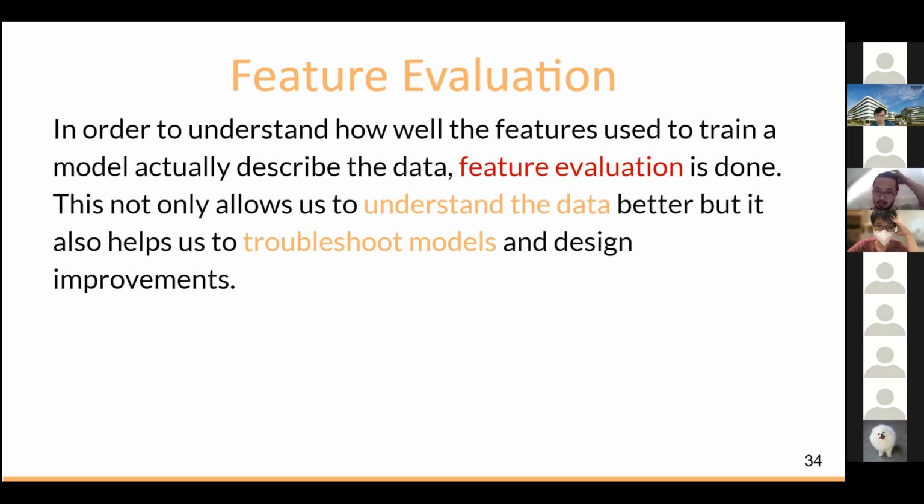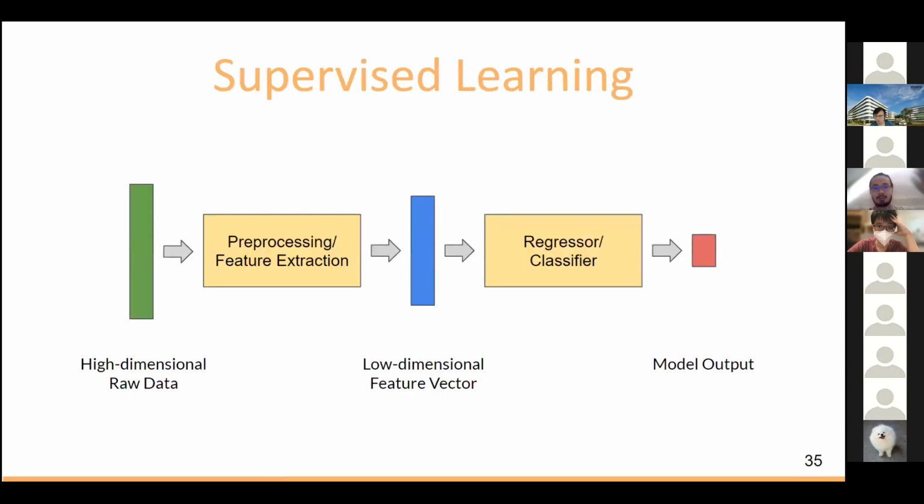So if I were to give an example, in a supervised learning task you might have some raw high dimensional data. Then you bring it through pre-processing, or for images, the convolutional layers act as a feature extraction layer, or feature extraction module.